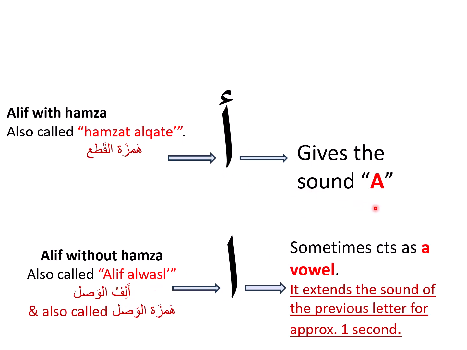First, Alif gives the sound A, similar to the letter A. And the other one is used either as a vowel to extend the sound of the previous letter, or used like in the identification Al, or other uses. We will discuss that later in a separate video.